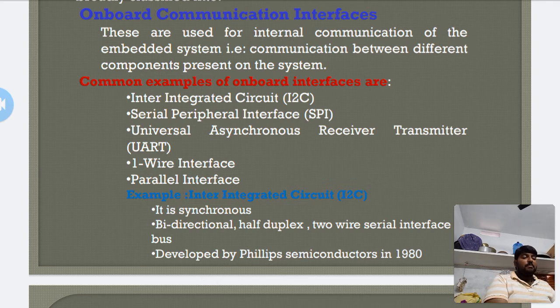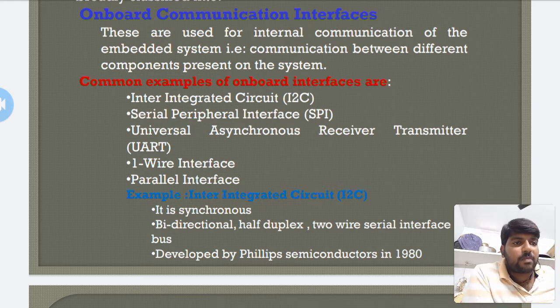Next one, master in, slave out. Master in, slave out is the signal line carrying the data from slave to the master device. The next one is the serial clock, the signal line carrying the clock signals. The serial clock requires clock pulses to transmit the data.